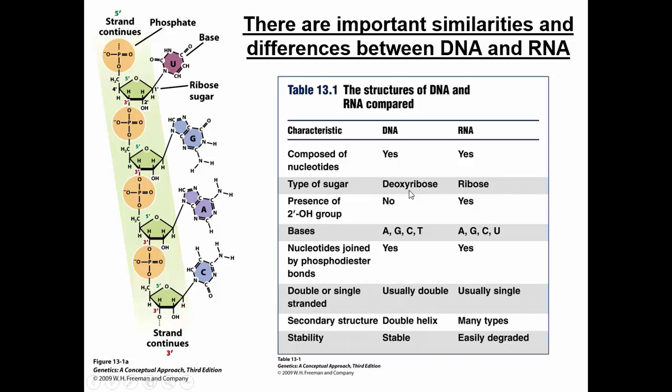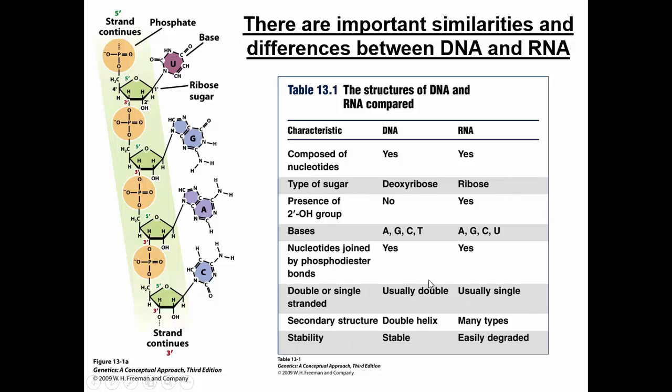Both DNA and RNA are composed of nucleotides, so letters A, T, C, and G, except if you look down here, RNA instead of having a T has a U, so that's one difference there. The type of sugar is also different. Instead of having deoxyribose in DNA, RNA just has a ribose. And the difference is that you have a hydroxyl group in RNA, but you don't have that hydroxyl group in DNA on this sugar. And that really leads to RNA being very unstable compared to DNA.